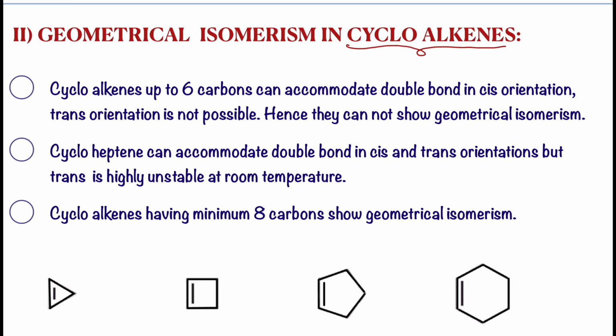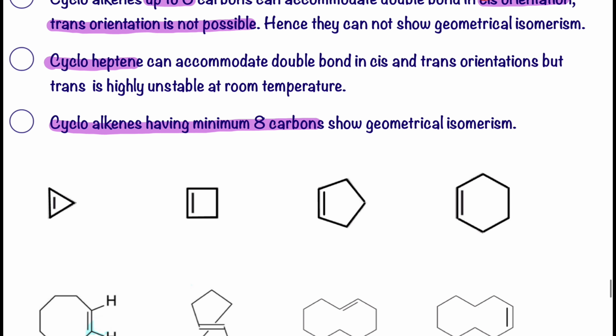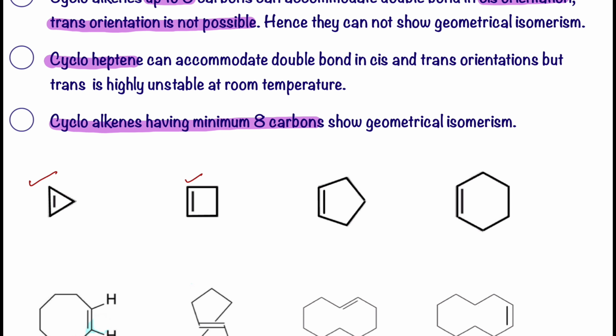The first one, cycloalkenes up to 6 carbon atoms, then cycloheptene, and cycloalkenes having minimum 8 carbon atoms, 8 or more than 8 carbons. In case of cycloalkenes up to 6 carbon atoms, if you see the orientation of the double bond, only cis orientation is possible, but trans orientation is not possible. Cycloalkenes up to 6 carbon atoms: cyclopropene, cyclobutene, cyclopentene, cyclohexene.